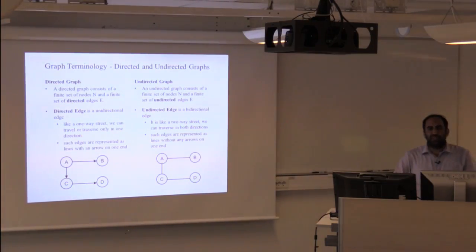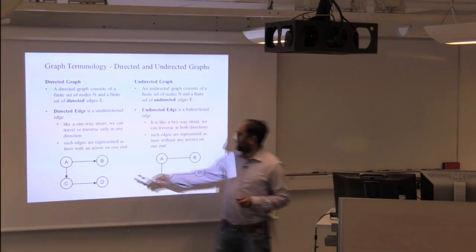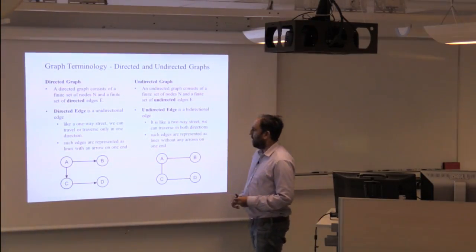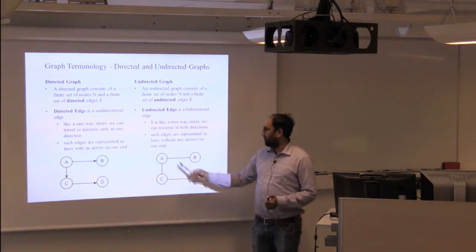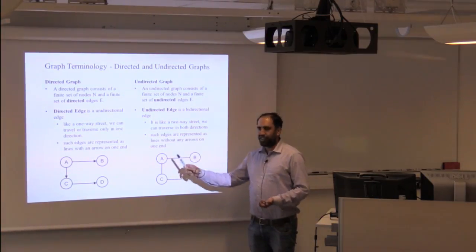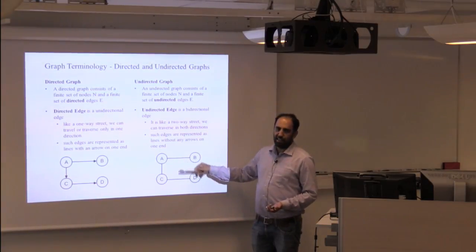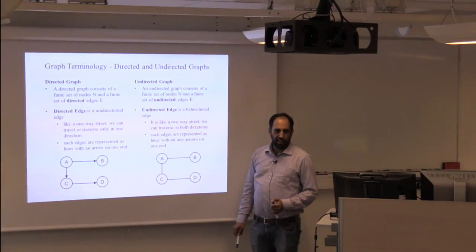If a graph contains directed edges, that means edges that have a direction. For example, in this case, we don't have any particular direction, so these edges are undirected edges. You can travel or move in both directions. The graph which contains only undirected edges is known as an undirected graph.